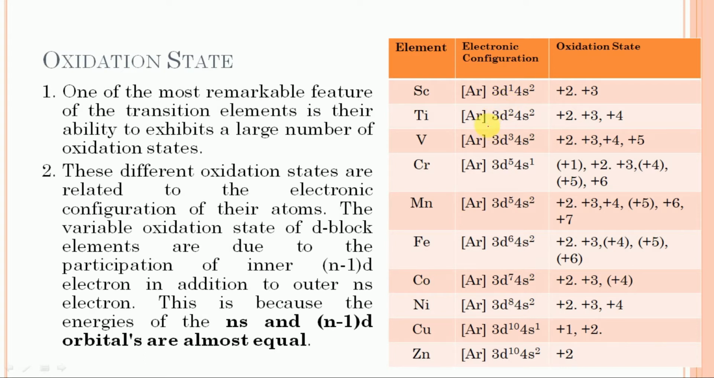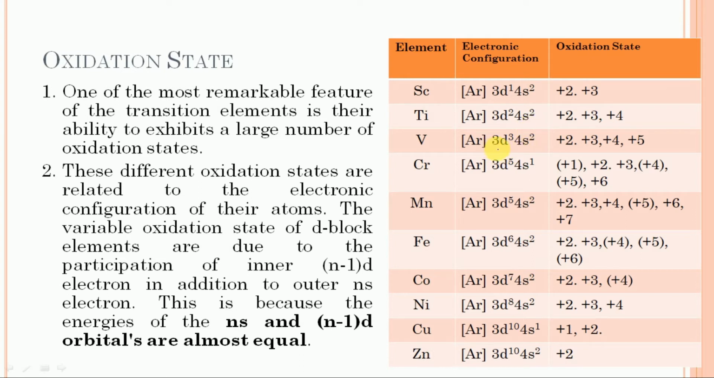Then for titanium, it has electronic configuration 3d2 4s2. It shows an oxidation state equal to +2 when it uses both 4s2 electrons, and it will show +3 oxidation state when it uses both s electrons and 1 d electron, and it will also show +4 oxidation state when both s and both d electrons are used in chemical bonding.